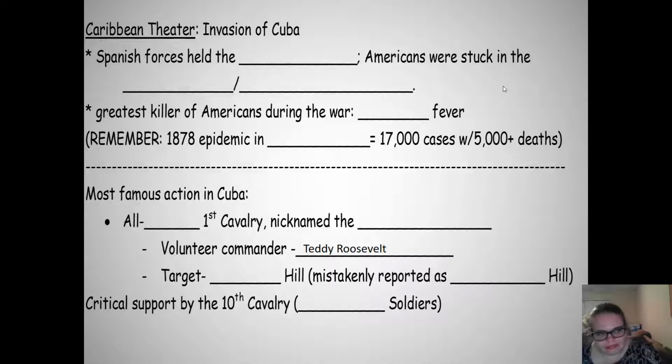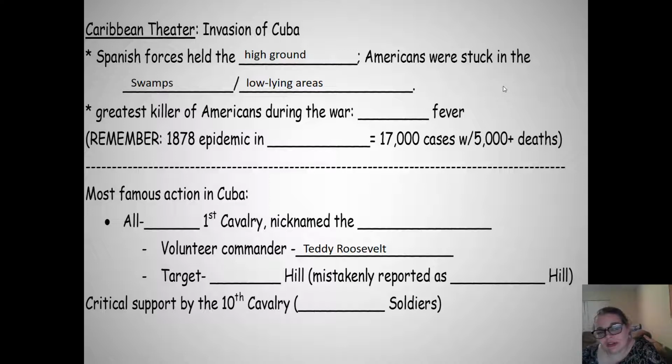The Caribbean theater. We're going to bounce back and forth a little bit. You've got the invasion of Cuba. Spanish forces held the high ground, which is where you want to be whenever the grounds are swampy. Americans are stuck in the low-lying areas, which when it rains, all the rain's going to come downhill along with everything else, and you're going to be stuck in a swamp.